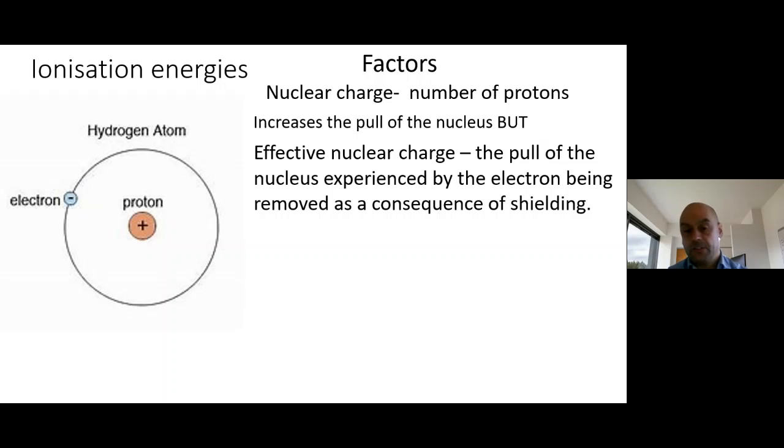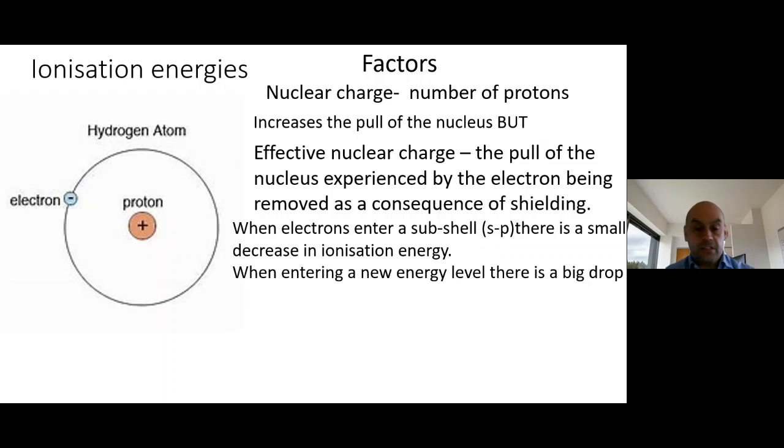So these are the factors, and there you can see I've just added in this is all to do with your shells and where the electrons are. When you move into a new subshell, you're going to get a small decrease in ionization energy. When you move into a new energy level, like a 1, a 2 or a 3, you're going to get a big drop. And then finally, the other factor, which you only get at one point, is electron pairing up.